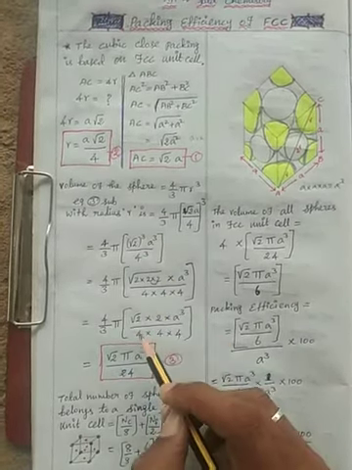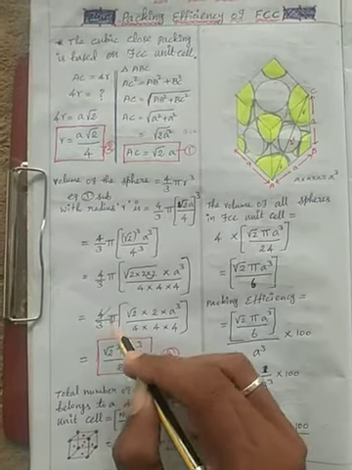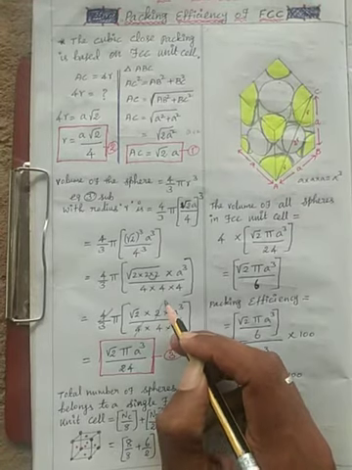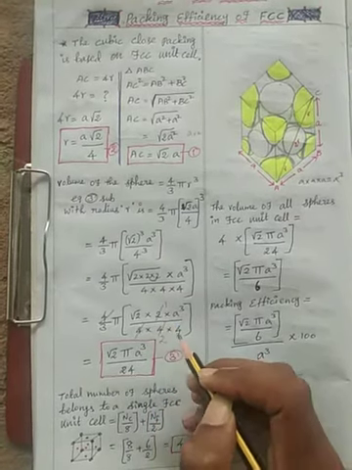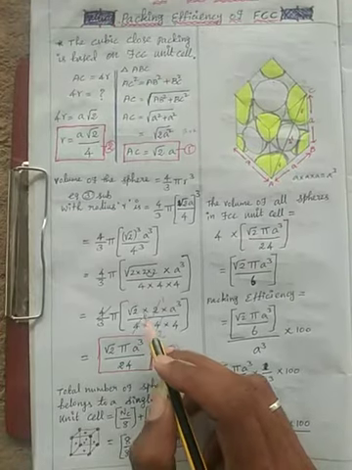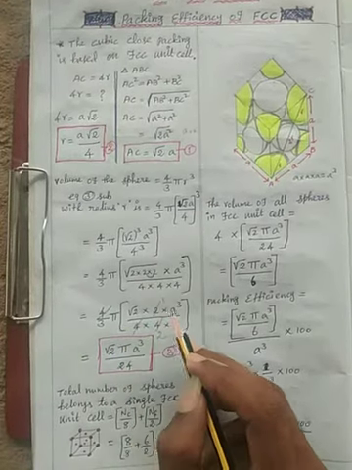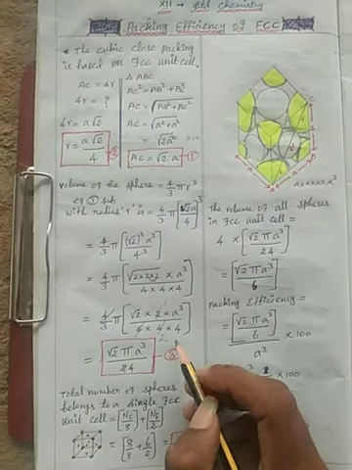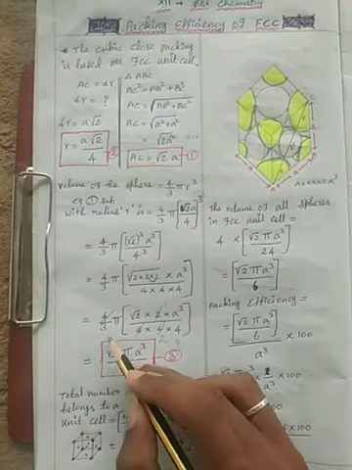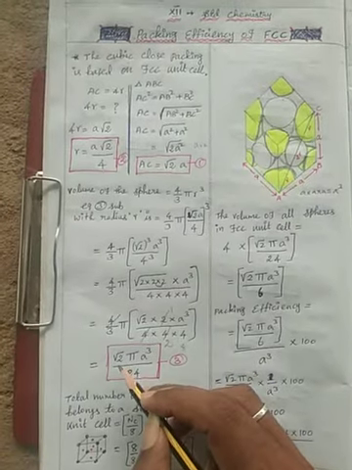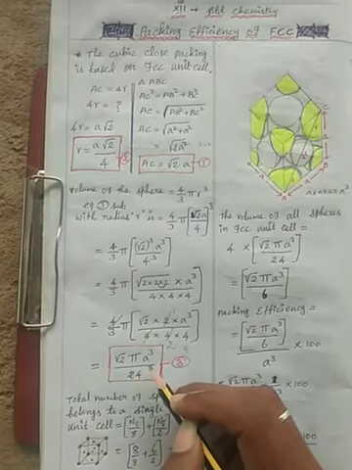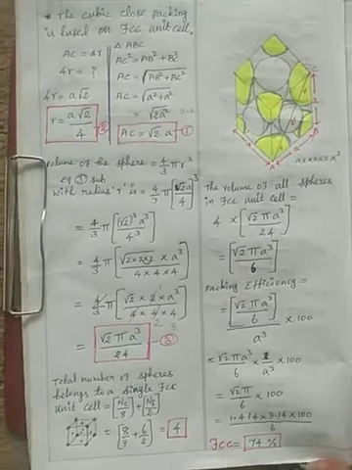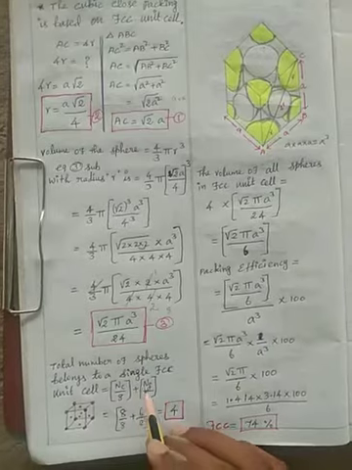The 4 cubed is 4 into 4 into 4, and we cancel the 4s. One 2 is 2, two 2s are 4, leaving root 2 pi a cubed. Below, 4 twos are 8, 8 threes are 24. So the volume of one sphere is root 2 pi a cubed divided by 24. Now we calculate the packing efficiency of a single FCC unit cell.